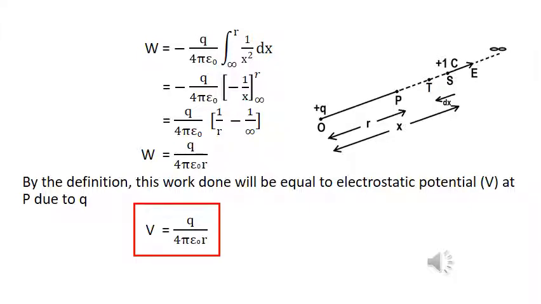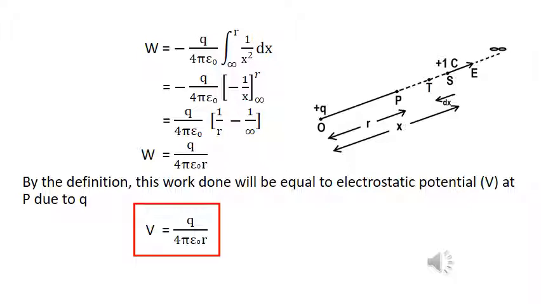Here Q by 4 pi epsilon naught are out of integration because it is a constant value. By integrating 1 by x square with respect to x and putting the limits, we get W is equal to Q by 4 pi epsilon naught into 1 by R minus 1 by infinity. As we know that 1 by infinity is equal to 0, therefore we get the work done is equal to Q by 4 pi epsilon naught into R.